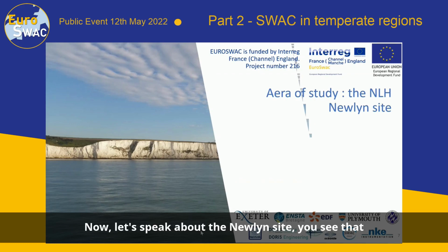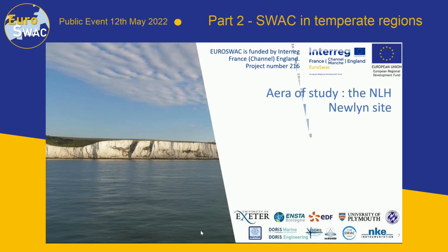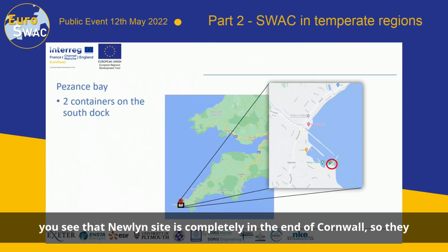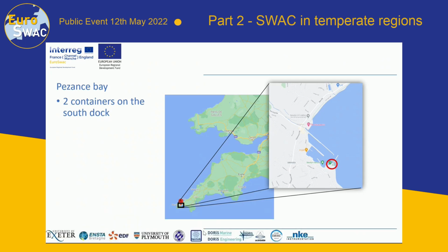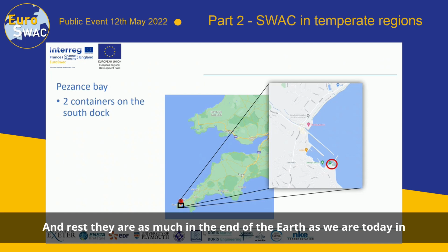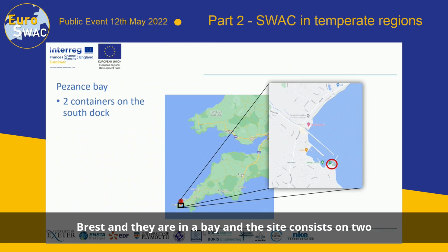Now let's speak about the Newlyn site. You see that the Newlyn site is completely at the end of Cornwall. So they are our twins as we are in Brest. They are as much at the end of the Earth as we are today in Brest. They are in Penzance Bay, and the site consists of 2 containers on the south dock.